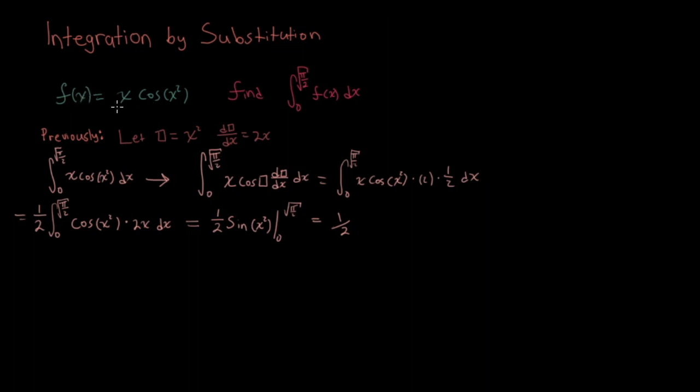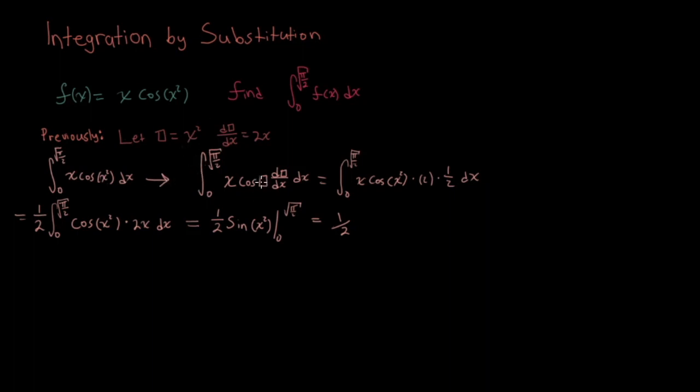We're given the function f of x equals x cos x squared, and then we're told to find the definite integral of f of x dx on the interval from 0 to root pi on 2. In previous examples, we've done a method where we would put the argument of the cos function in this placeholder, and call it box, and then the derivative of that, d box by dx, would be equal to 2x.